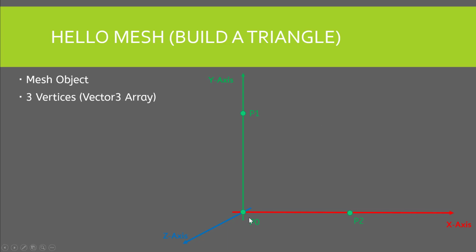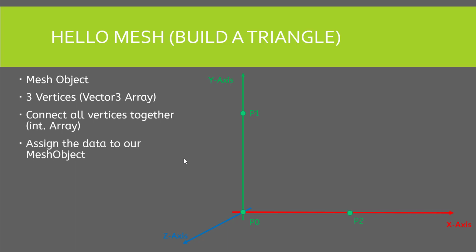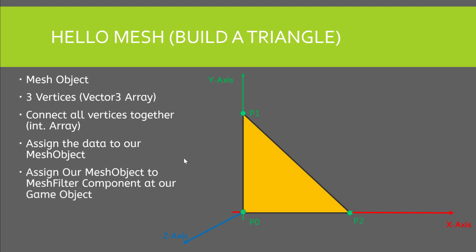We'll call the points B0, B1, B2, as you can see here in the shape. Each point will represent a corner of our triangle. Then we will connect them together using an integer array. How to do this, we are going to show you in the code. Then we will assign this data, the vertices (the Vector3 array) and the triangles (the integer array), to our mesh object. Then we are going to assign our mesh object to the mesh filter component on our game object. So let's go and see how it's done.